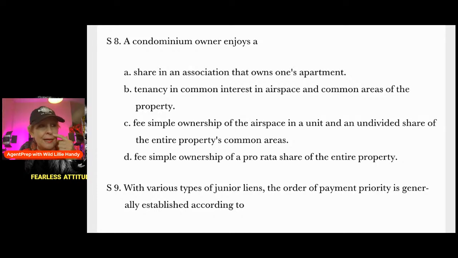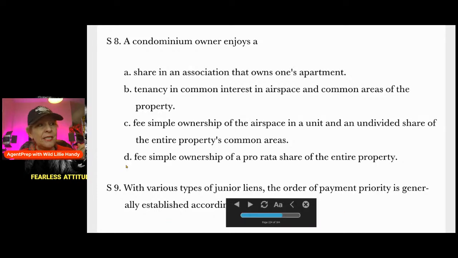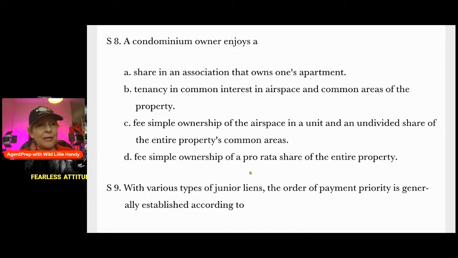Did you understand that, Anai? The factor that makes D wrong is ownership of a pro rata share. So that is not it. It's an undivided share of the entire property. It's not prorated. It's undivided of the whole community outdoors. The owner of that airspace, of that condominium, gets to share it all.